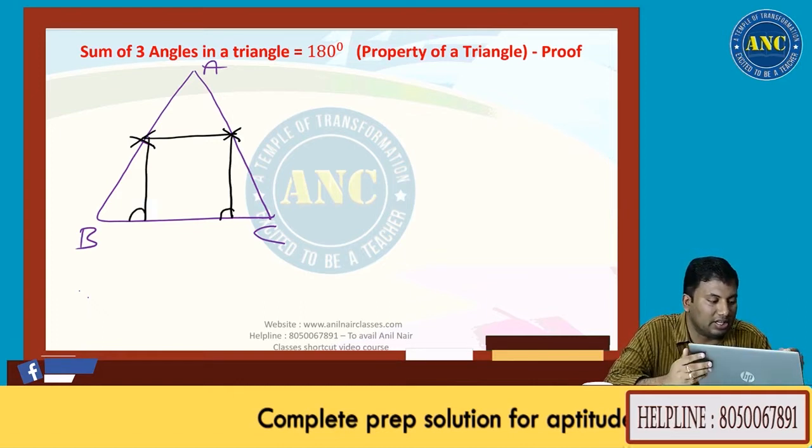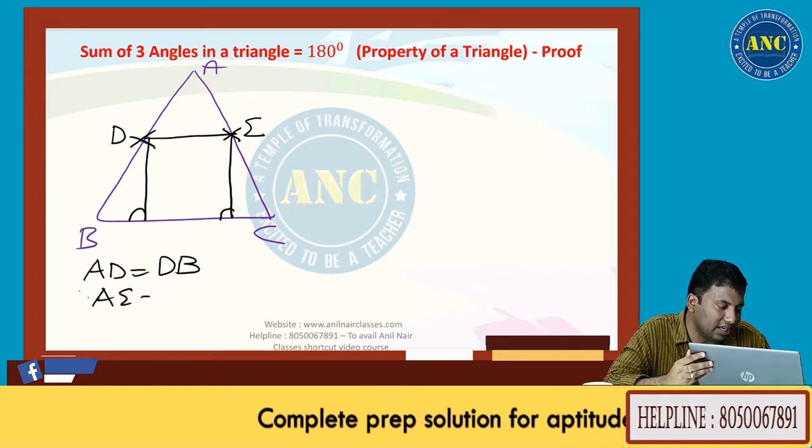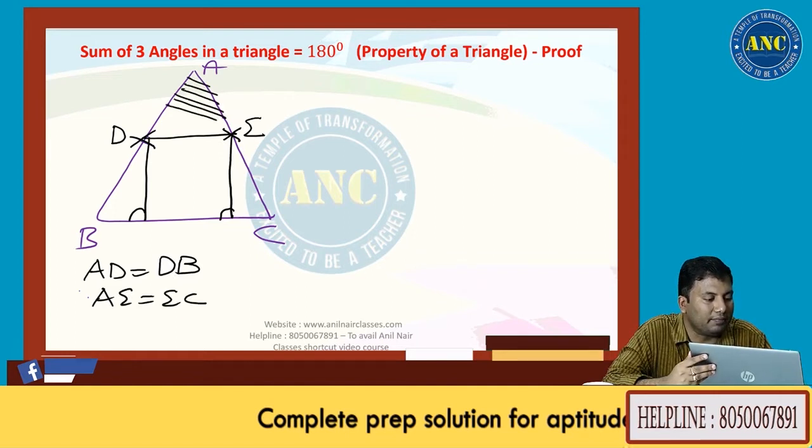Now see here, D is the midpoint, E is the midpoint. AD is equivalent to DB. Second one, AE is equivalent to EC. Shift this top triangle down. If I shift this triangle down, this will become like this.